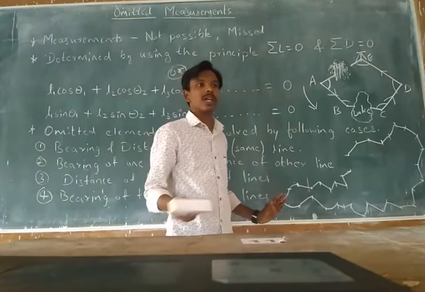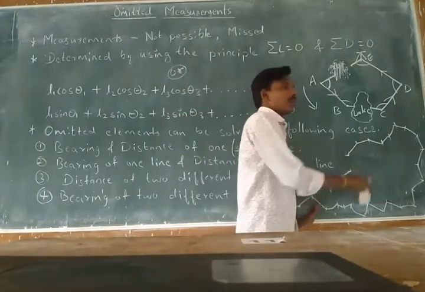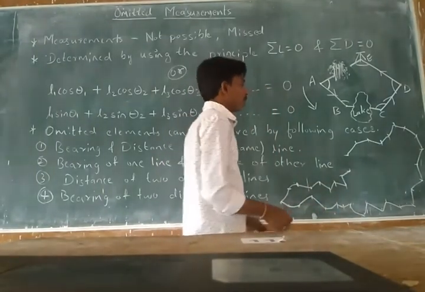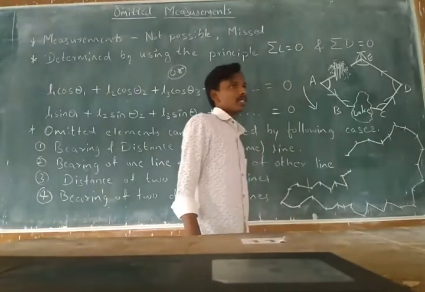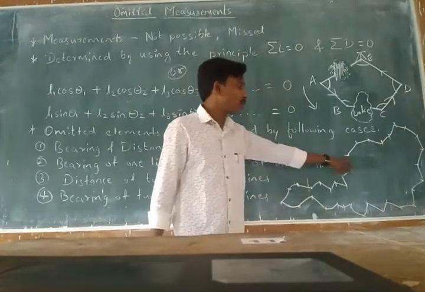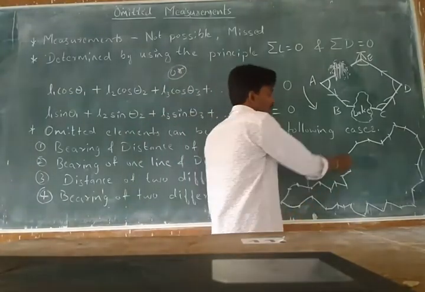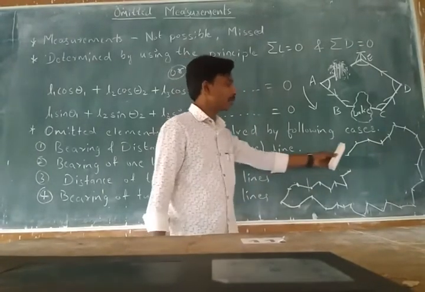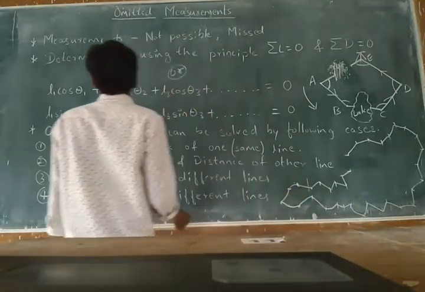So you will get back to the field again and measure. But that is not necessary, because you have just missed one angular measurement and one distance measurement. So there is no need of going back to the field and measuring once again. You can directly determine it using the principle of closed traverse.